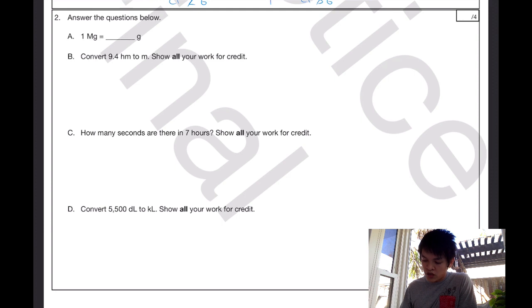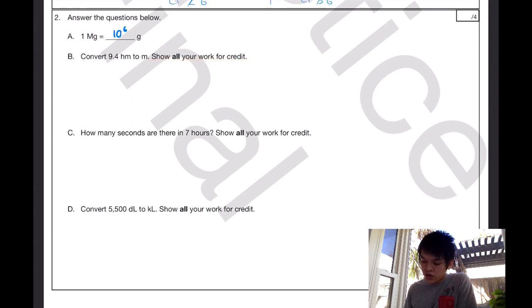So you can either write 1 million, or you can write it with the exponents, which is 10 to the 6. So 1 megagram is 1 million grams. The next question is asking us to do a conversion. Now it's asking us to convert 9.4 hectometers to meters. Show all your work for credit here.